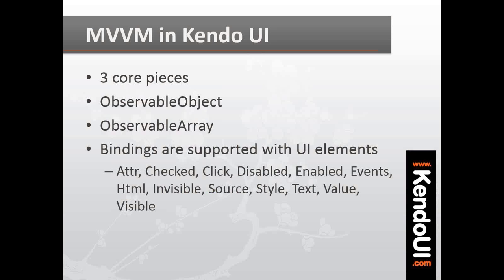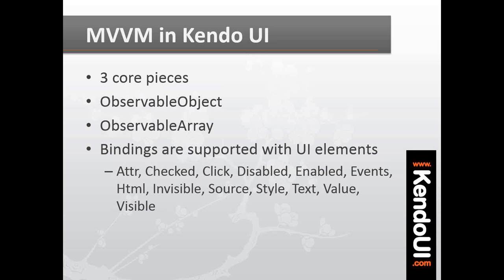So MVVM in Kendo is basically three core pieces. We have observable object, as the name says. When it comes to MVVM, the core tenet of the MVVM pattern is that if you have a view and if you have a model, somebody needs to do a two-way binding between these two. Meaning, if something is entered on the view in a text box, the same thing should be updated in the model's property. If something is changed through code in the model's property, that should be updated on the view.